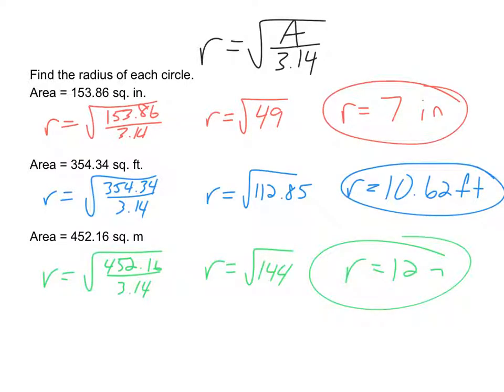So for the middle one, you should have done 354.34 divided by 3.14. You have to round that, getting 112.85. You take the square root of that, and you'll have to round again to get about 10.62 feet for our radius. For the last one, you take 452.16 and divide it by 3.14, giving you 144. If you take the square root of that, you get a radius of 12 meters.